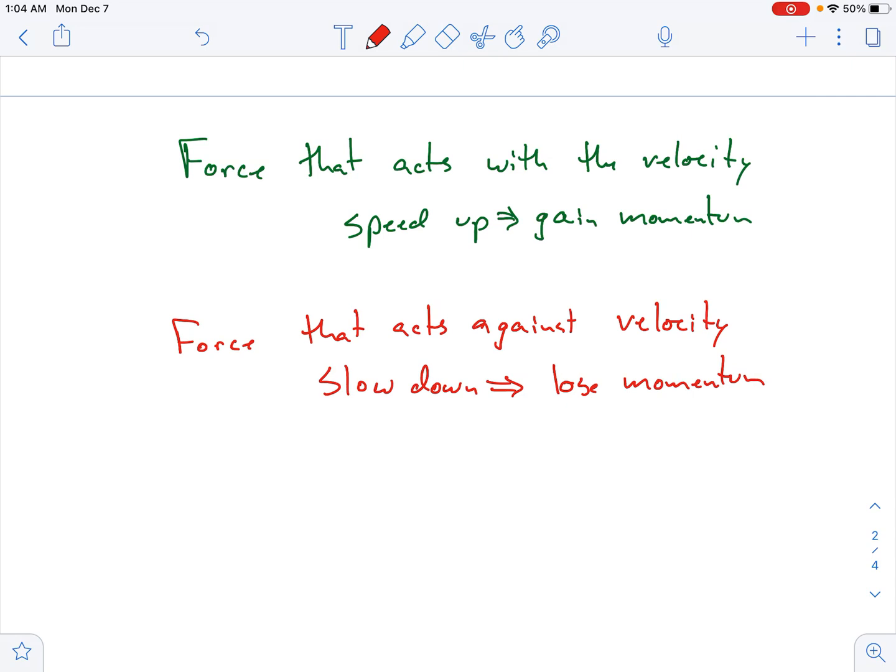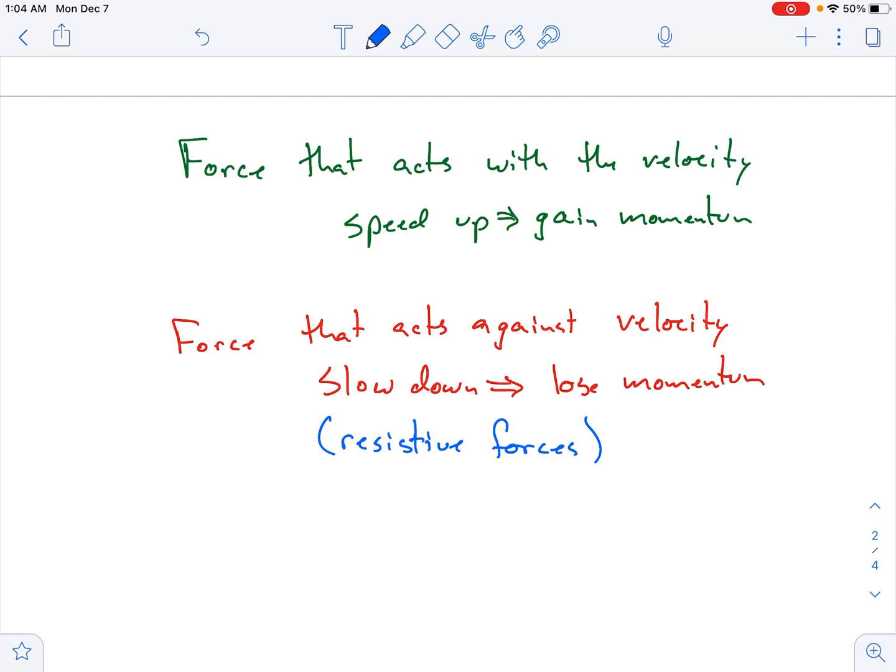These forces are called resistive forces. And that's because they resist the motion of an object. It doesn't have to be friction. Friction would be a resistive force, but it doesn't have to be. It could be any force that's trying to slow down an object, right? That's going to be known as a resistive force in this case.